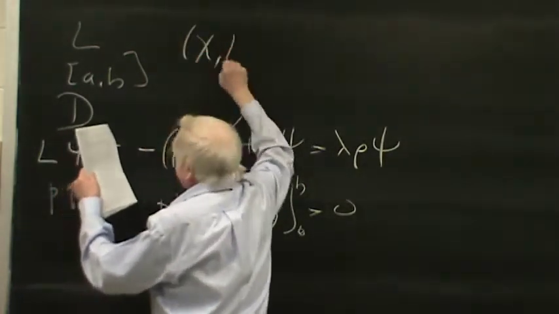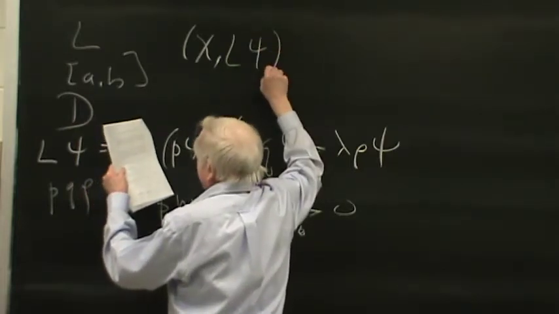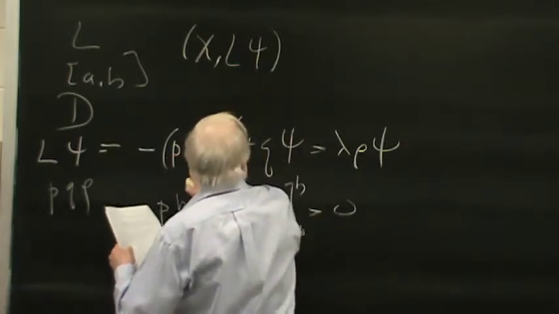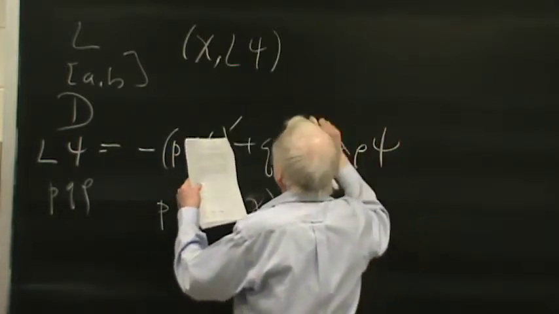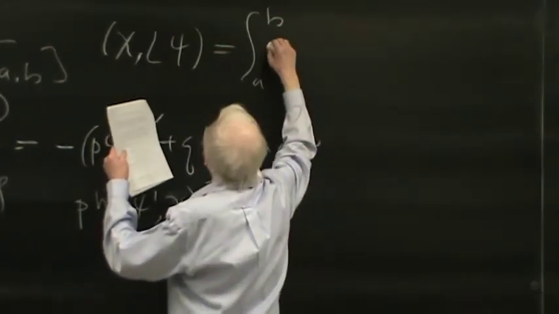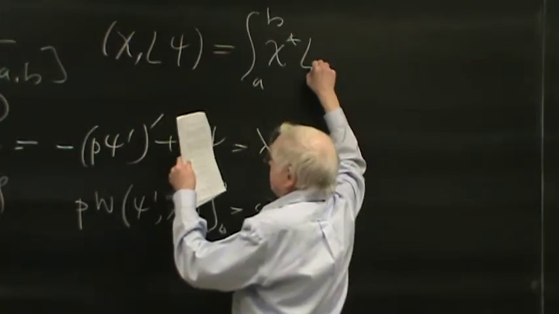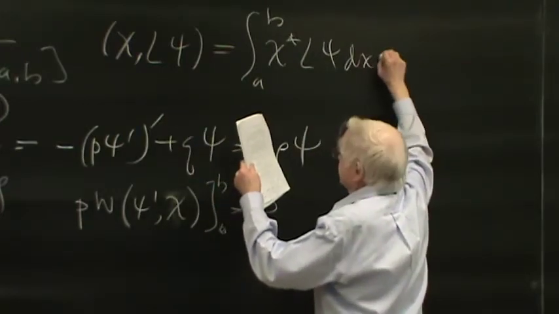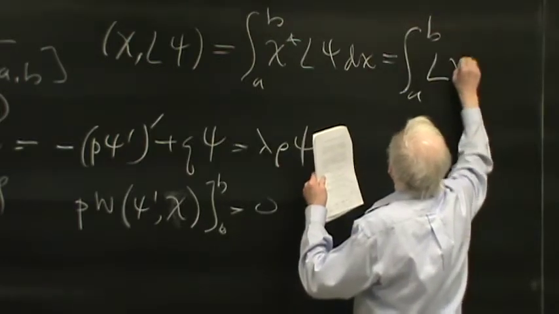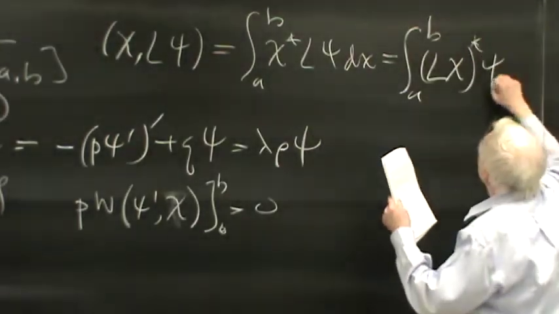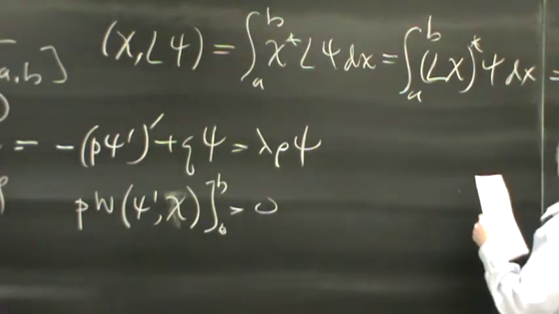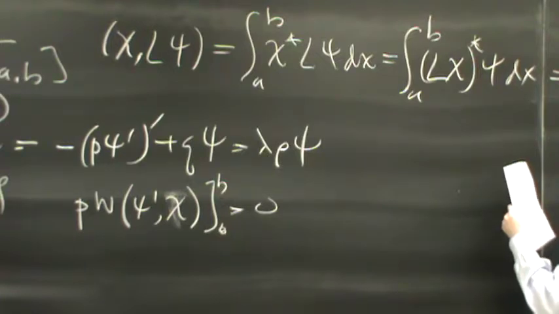In other words, we start with chi L psi, and because it satisfies this differential equation, we're able to say that chi L psi, which is the integral A to B of chi star L psi dx, is equal to the integral AB of L on chi star psi dx. And one can think of this as L chi on psi.